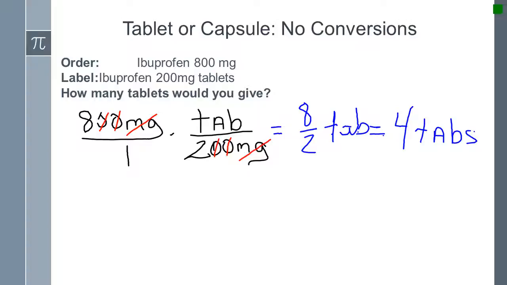So at that point, what you have now is 8 divided by 2 tabs. And so when I take 8 and divide it by 2, then that gives me 4 tabs or tablets. So that is my answer. So if my order is 800 milligrams, it comes in 200 milligram tablets, I'm going to get 4 tablets.